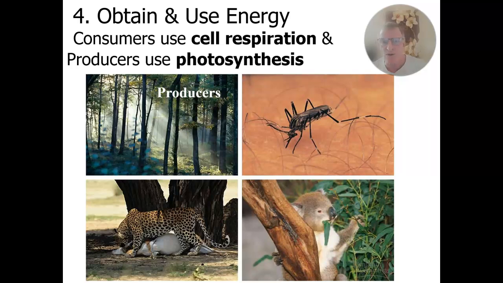Here is a consumer getting some energy from a host. We call that a parasite, and what it's getting energy from is a host: parasite, host. We have a leopard here getting energy from a prey. Not sure what that is, but it's a predator-prey relationship. Right? We have a koala. They're herbivores. They get their energy from plant material. So all those things are obtaining and using energy.